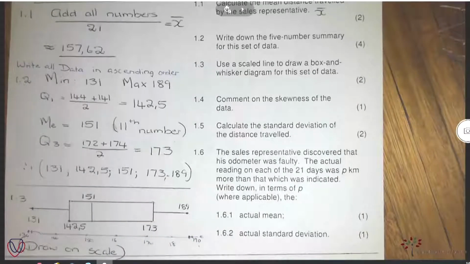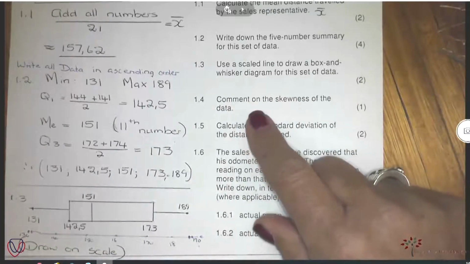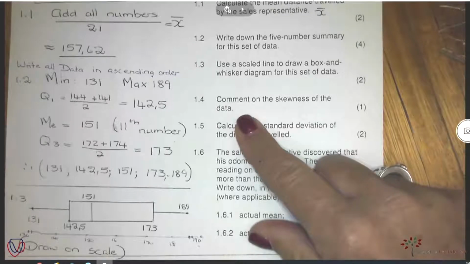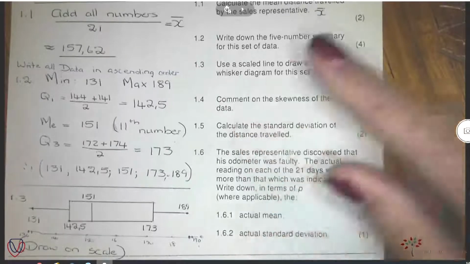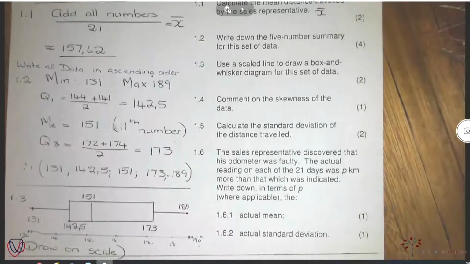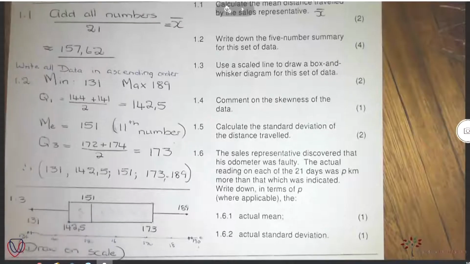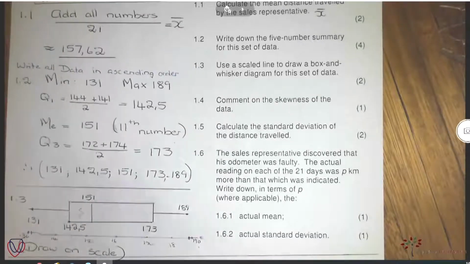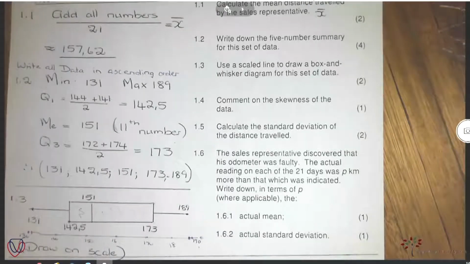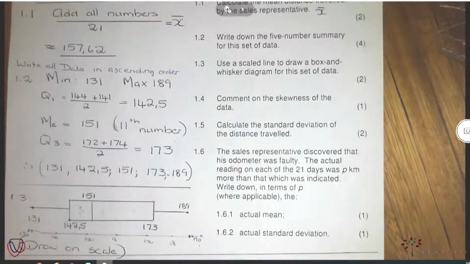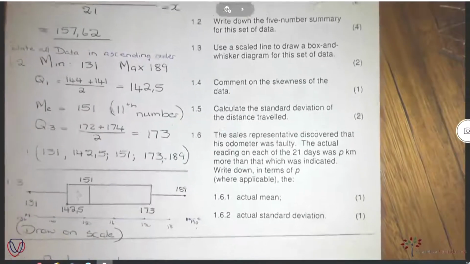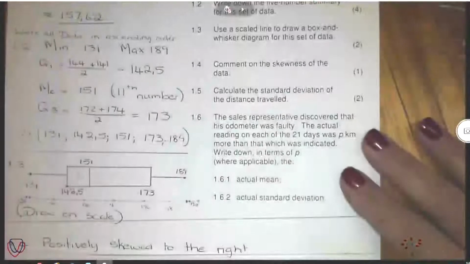Okay, people. The next question, comment on the skewness of the data. Now comment, that's all they asked. You say positively skewed to the right. Positively skewed to the right. There's more space here on the right hand side than you have on the left hand side. So more data in there, less data on that side of the mean. Only you say positively skewed to the right. That is your answer for that one.